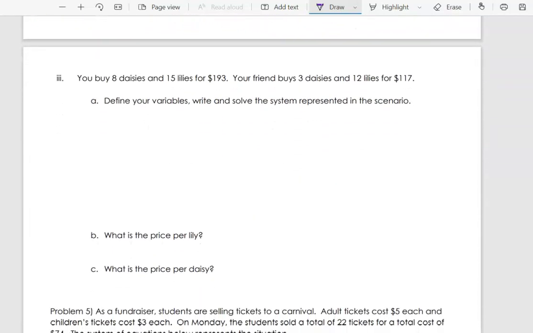You buy 8 daisies and 15 lilies for $193. Oh, my friend again buys some daisies and lilies for $117. To find your variables, write and solve. So it's very similar to the last one, right? We've got you and then your friend.